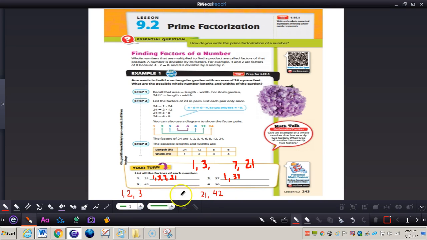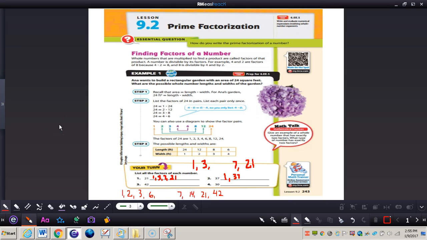I know 3 can go in 42 14 times. 4 cannot go into 42. 5 cannot go into 42. 6 can. 6 times 7. And there's not any other number between 6 and 7 that can go into 42, because 6 and 7 are right next to each other. And we can see the factors of 42 are 1, 2, 3, 6, 7, 14, 21, and 42.